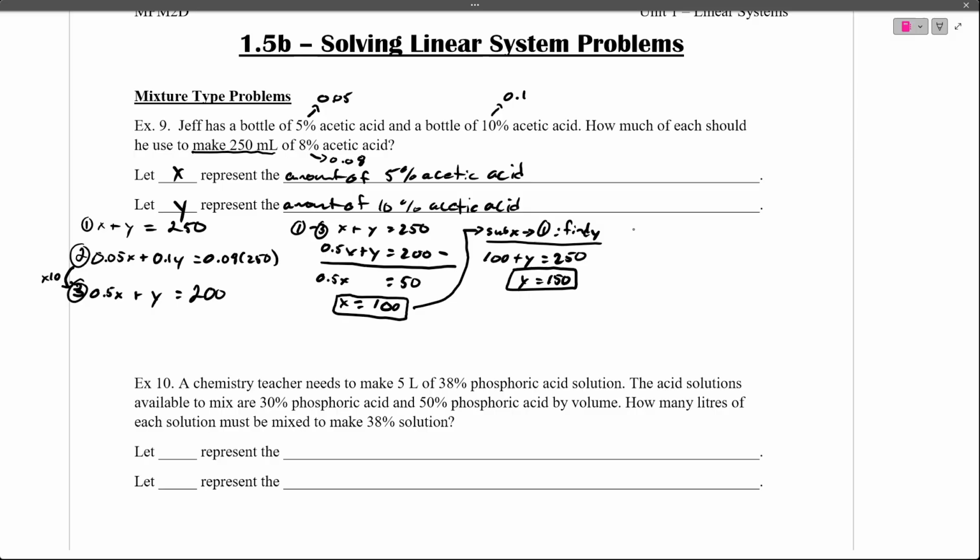makes perfect sense. So therefore, 100 milliliters of 5% acid and 150 milliliters of 10% acid were used. Okay, so mathematically that should actually work if you ever had to do that in science class.